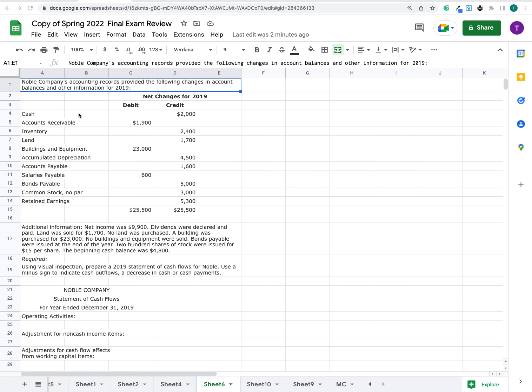Requesting a statement of cash flows. Noble Company's accounting records provide the following changes in account balances and other information for 2019. So we have net changes given here for these different accounts.